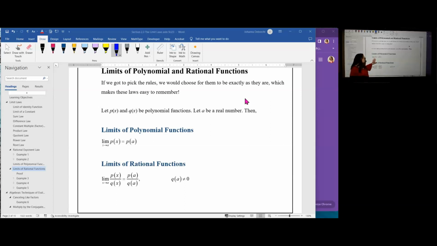If we have a polynomial function, all we need to do is substitute the value of a for x, and that will be the value of the limit. For a rational function where we're dividing one polynomial by another, we can, because they're polynomials, substitute the value of a in place of x in both the numerator and denominator, and whatever single real number we get will be the value of the limit, provided that the denominator does not turn out to be 0.